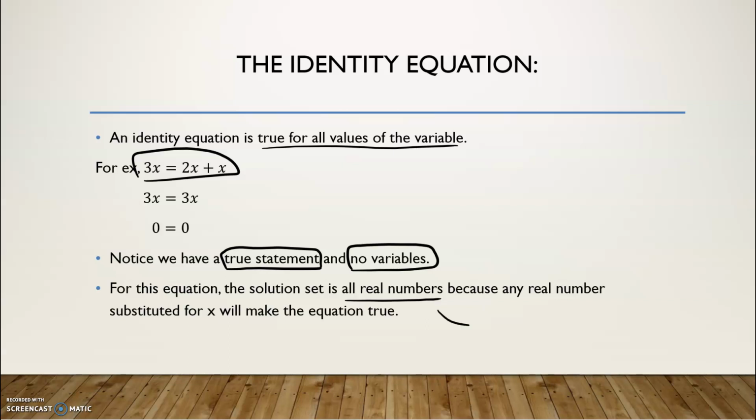Another way of writing all real numbers is from negative infinity to infinity, or you could write this right here. That means all real numbers. Most of the time we won't see this right here in this class. We'll see negative infinity to infinity.